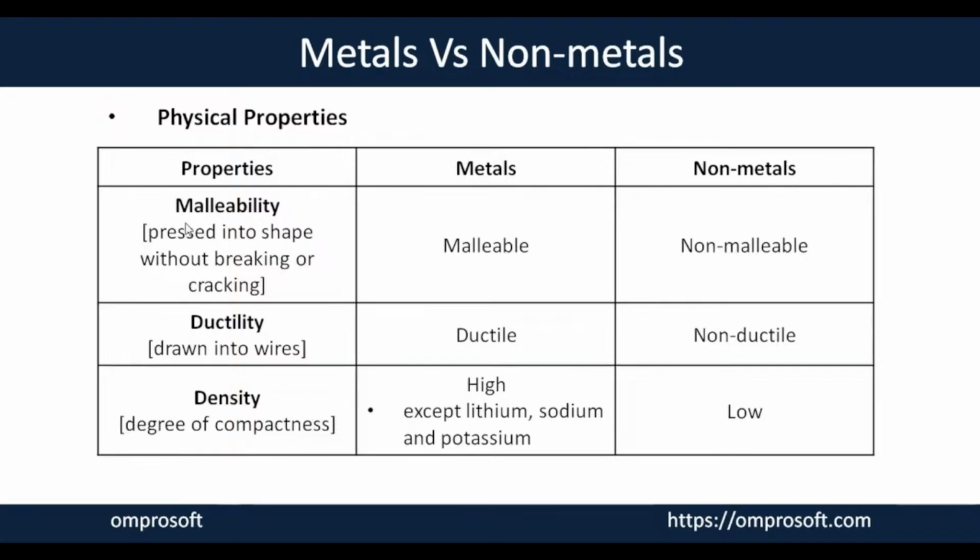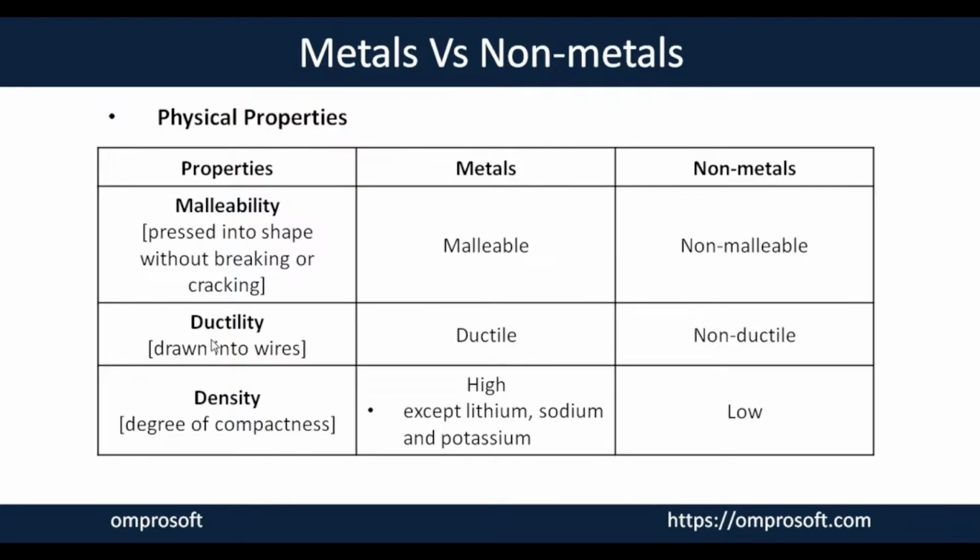Next property is malleability. Malleability means when we press or beat them, they change their shape without breaking or cracking. Metals are malleable. When we hammer them, they spread and change shape, converting into sheets. But non-metals become brittle and break into pieces. For example, when we beat sulfur, it crumbles into pieces.